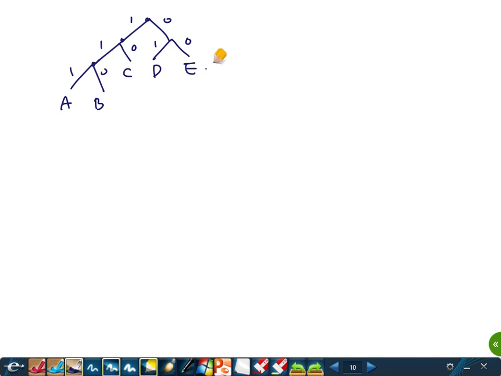So let's say we have ACE. What is this? So A is 1, 1, 1. What is C? 1, 0. What is E? 0, 0, right? Suppose that now we don't know what these letters were. From this, how can we recover the letters?